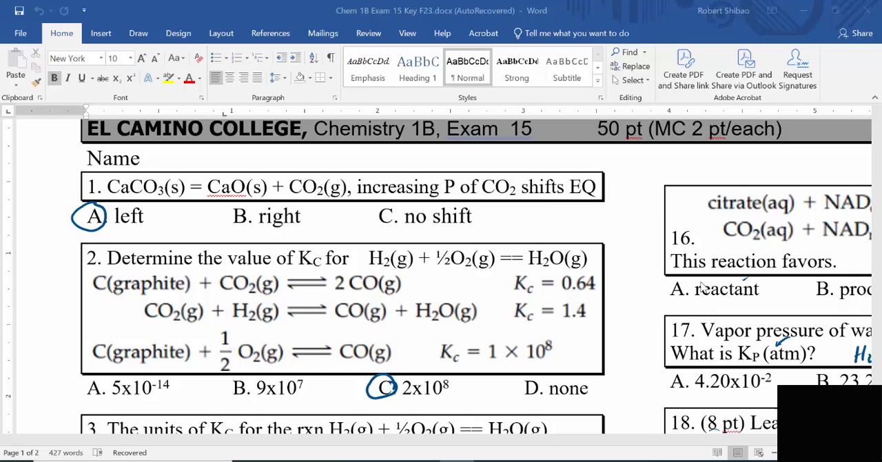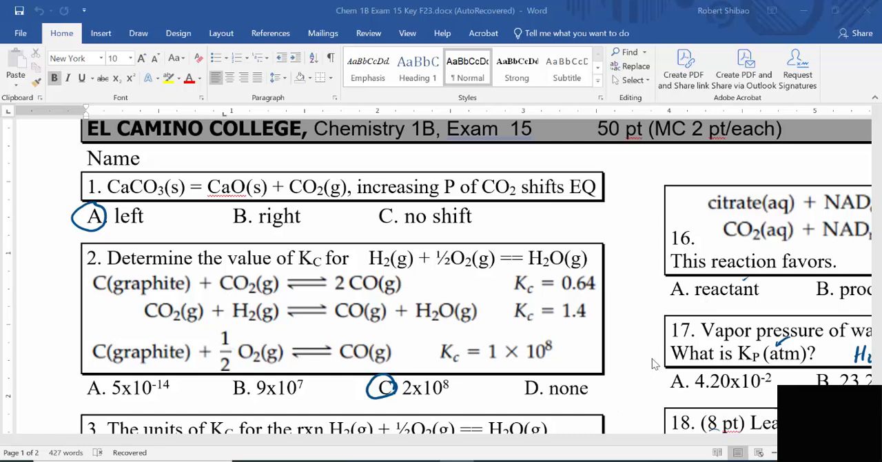If I increase the amount of calcium carbonate, will it shift right? No, I just need some calcium carbonate in there, but it's going to have no impact. And so there'll be no shift for the other two. Whereas with CO2, there will be a shift because that's going to change the concentration. It's also going to change the pressure.